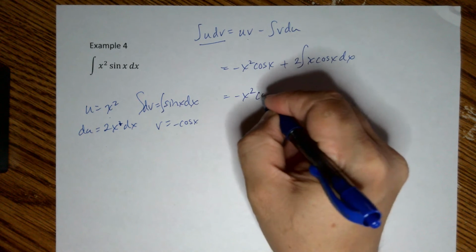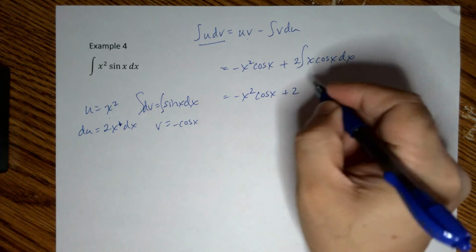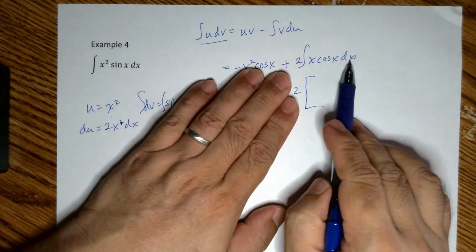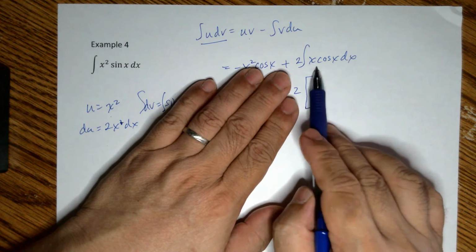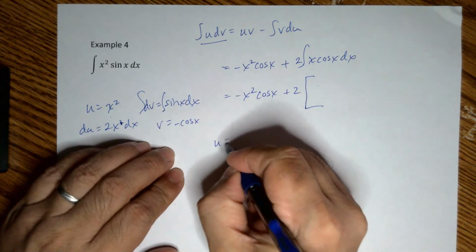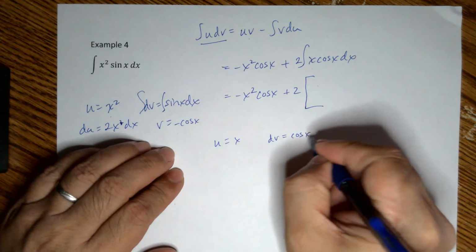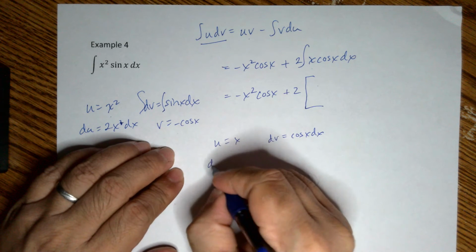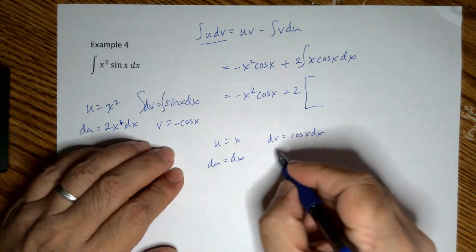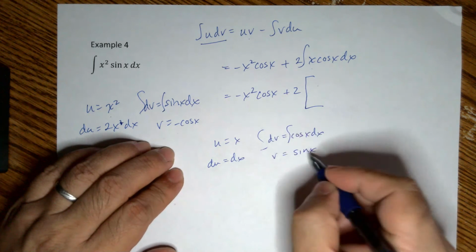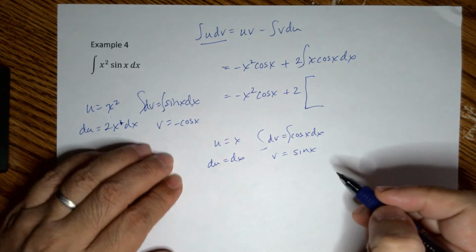Negative x squared cosine x plus 2. And I'm going to use big brackets here. So now this is the new u dv. Right? I'm going to let u equal x and dv equal cosine x dx. So du equals dx and v equals sine x. Right? We're integrating that. Integral of cosine is sine.